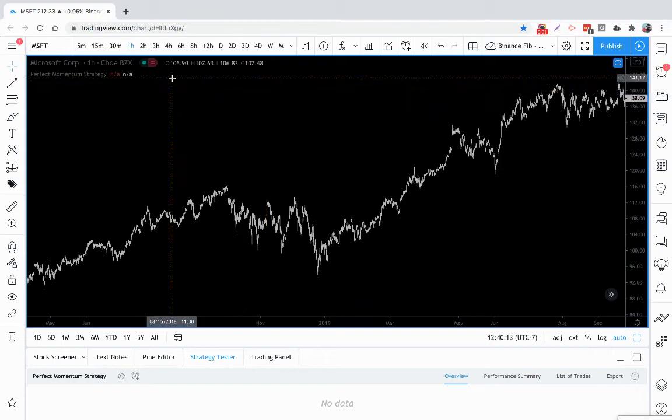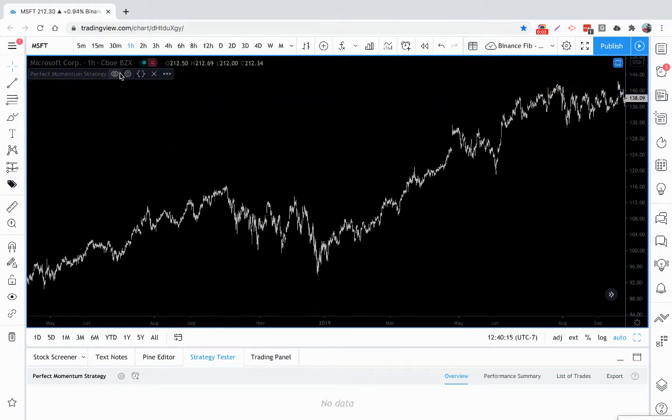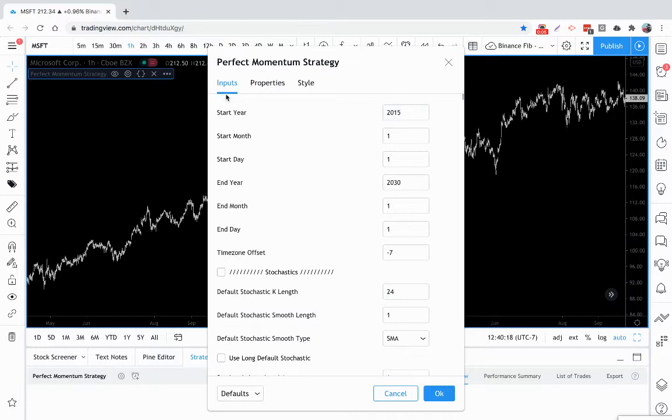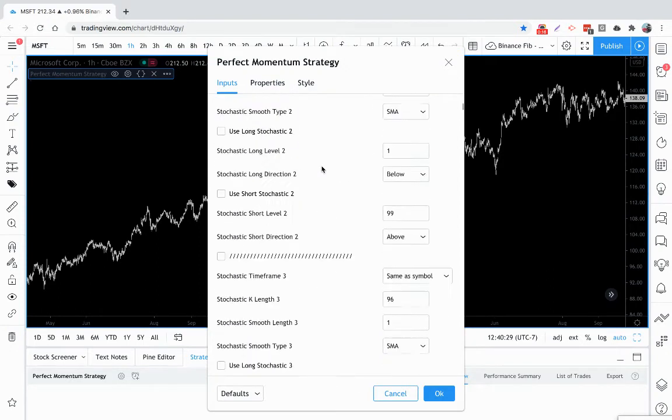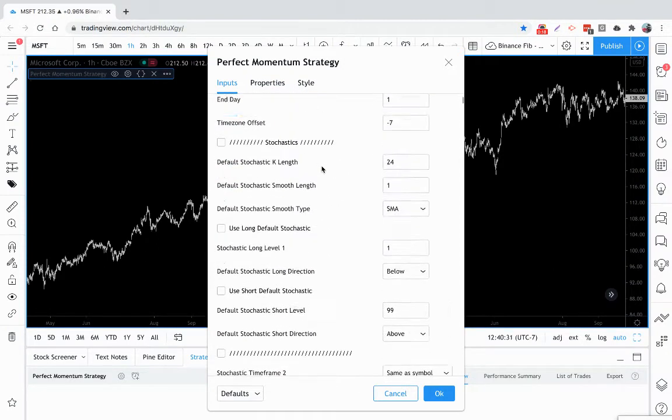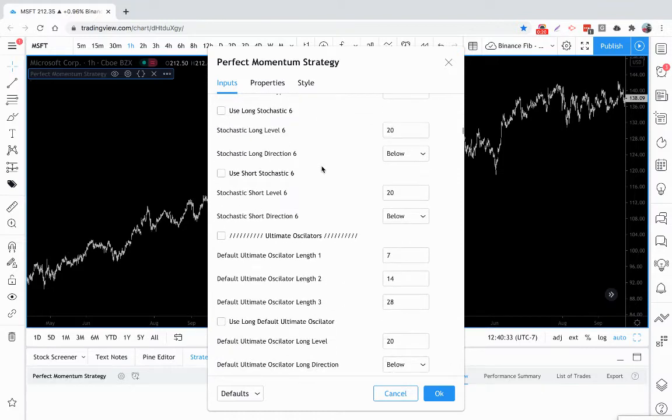In this video of the perfect momentum strategy, we are going to go over the inputs tab, and specifically in the inputs tab, we're going to discuss how the back testing dates work and forward testing dates, and also how your stochastics work. There are 6 stochastics in here.